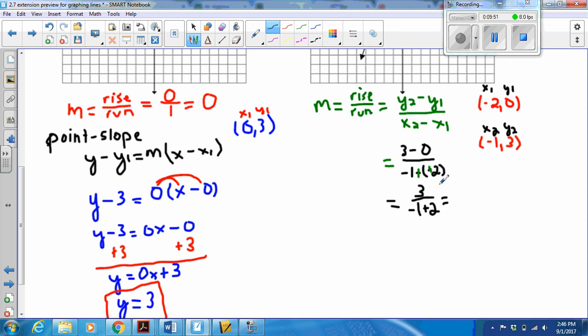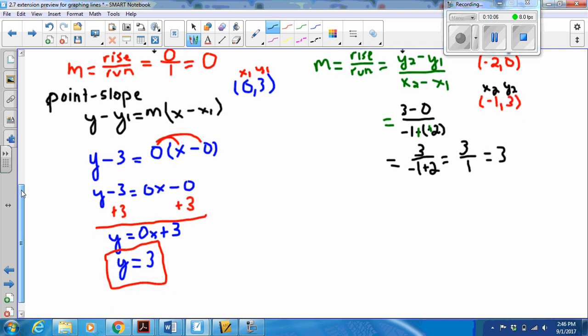Now what we have to do is simplify. So we have the 3 up in the numerator, and now we do negative 1 plus 2 to give us 1. And then we know 3 divided by 1 gives us 3. So our slope in this case is 3.